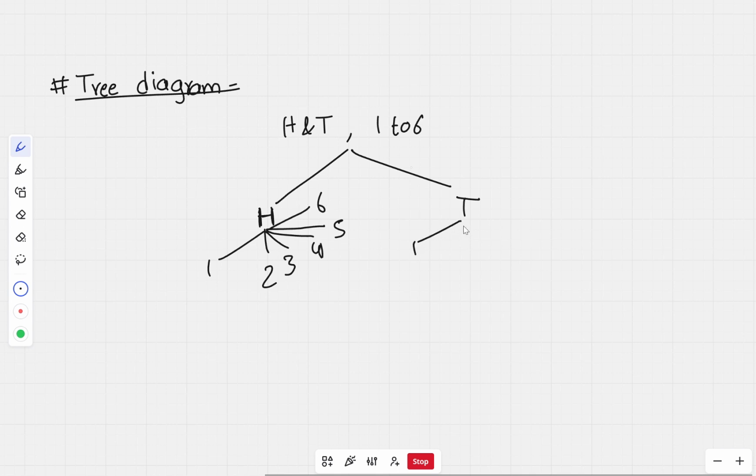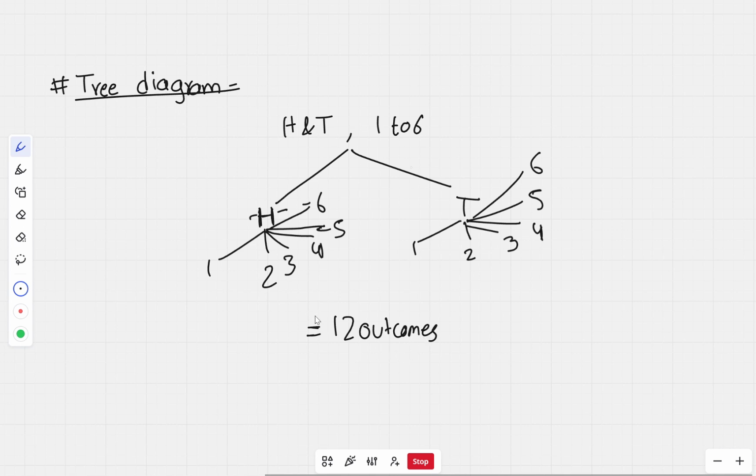Same goes for tails. So after heads, we have 6 possibilities: 1, 2, 3, 4, 5, 6. And after tails, we have 6 possibilities: 1, 2, 3, 4, 5, 6. Now we see that we had 2 branches for the coin flip, heads and tails, and after that we have a total of 12 outcomes which can be possible, and each one is different. Like if we take heads and then 6, that would be different from heads and then 5, so each one is a different possibility, and there are 12 different outcomes in total.